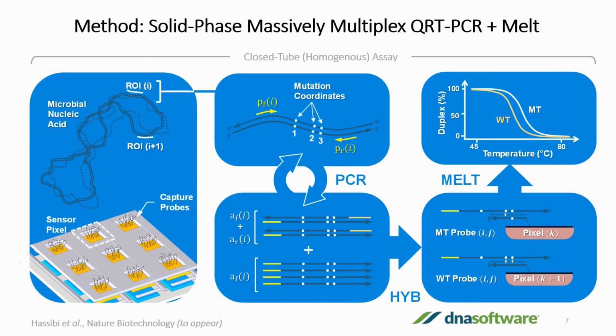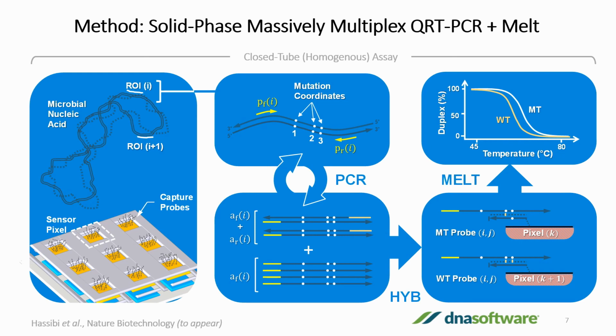What is important is actually the method that we use in the cartridges. And the method that we have is shown over here, and I'm going to spend a few minutes on it, and you will see how it relates to PanelPlex. It's called the solid phase multiplex quantitative RT-PCR, which also includes melt analysis in all-in-one reaction chamber. So it's a closed tube or homogeneous assay. If you look at the left of the slide, you will see what essentially we have in the cartridges.